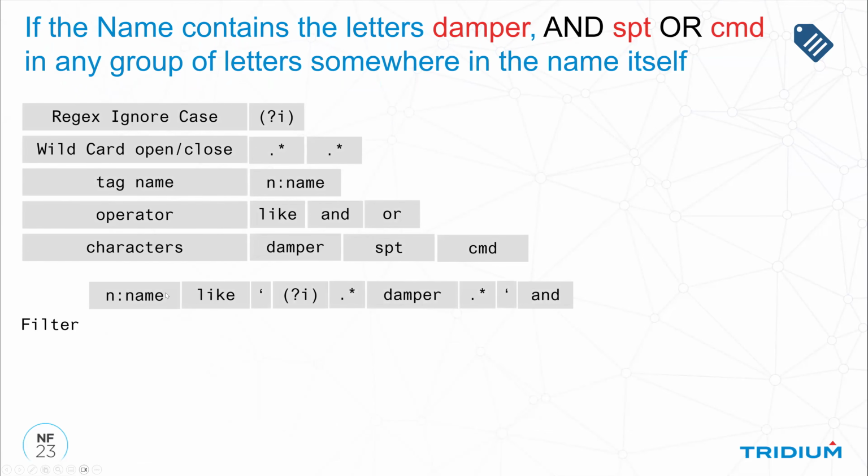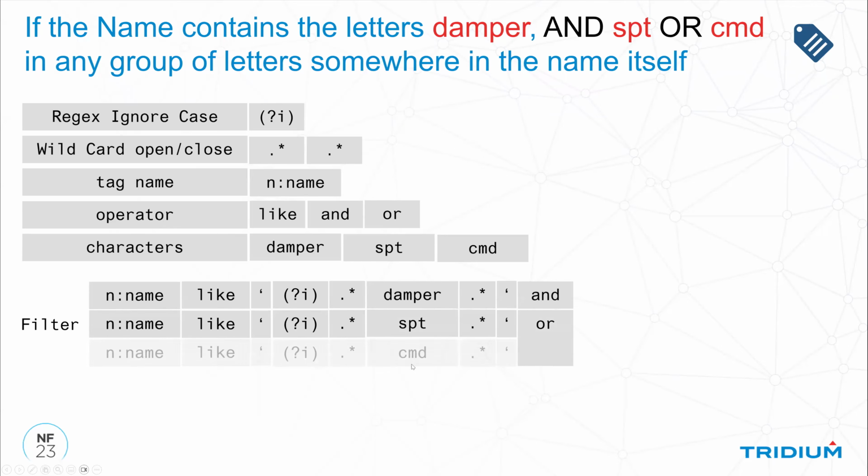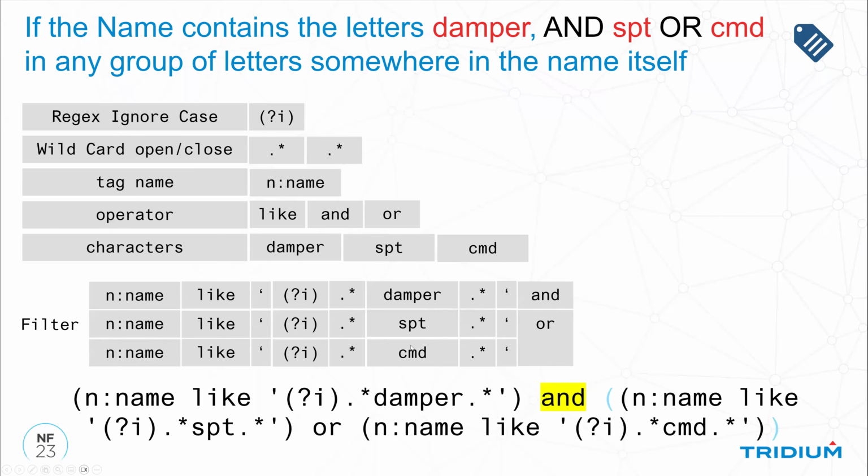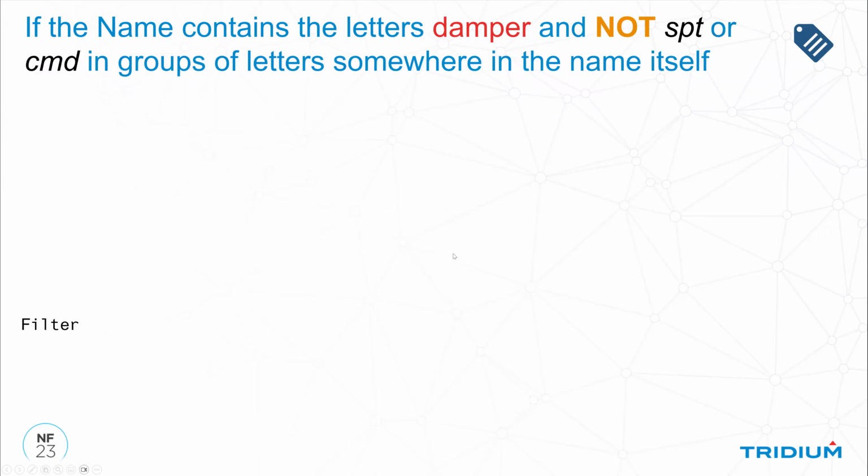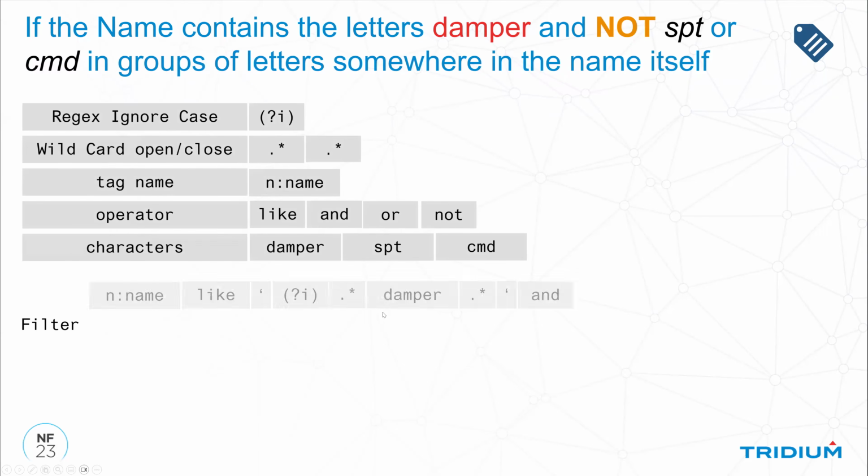So again, looking at the filter, I don't care about case. I'm looking for the word damper, and I'm looking for the SPT in that name and the CMD. This gives me the ability to look at things specifically on what the name is, and what components of those names they don't have. Okay, so here's one: damper and not set point or command. So you can put nots in there.